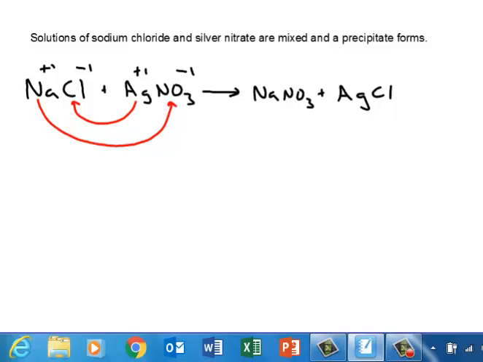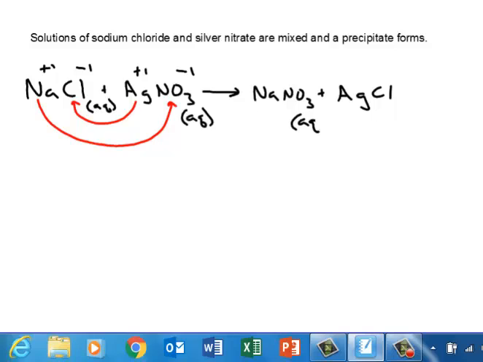Now, you are told that the NaCl is aqueous. It is a solution. You are told the silver nitrate is aqueous. It is a solution. Okay? The question is, what about the products? Well, we should know that all sodium salts are soluble. We should know that all nitrate salts are soluble. Those are two real common ones that's worth knowing.